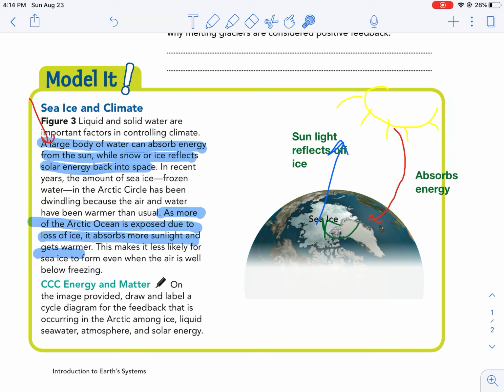So I just want you to take your best attempt and draw a diagram or a model to show how you think sea ice and climate are related. And you do not have to follow the way I did it. I was just showing you some ways to kind of think about it. So use your text over here, what we highlighted, and the picture over here, and try to create a model and do the best you can with it.